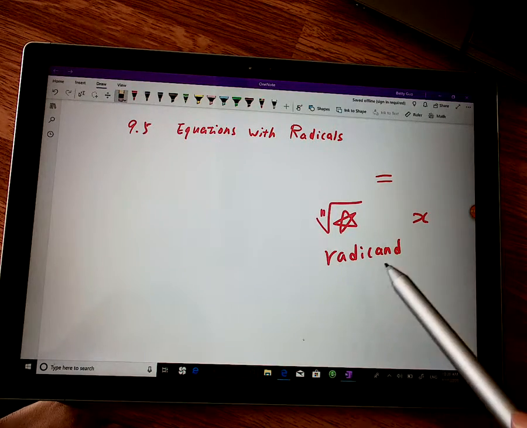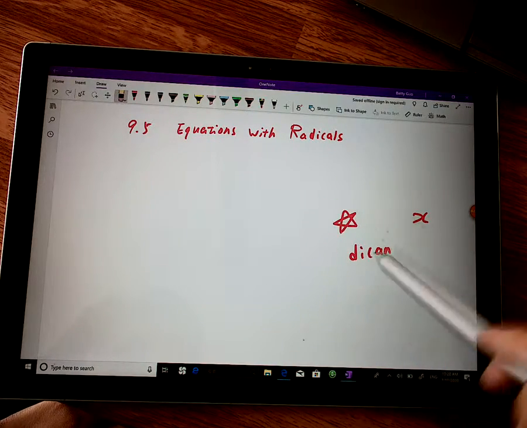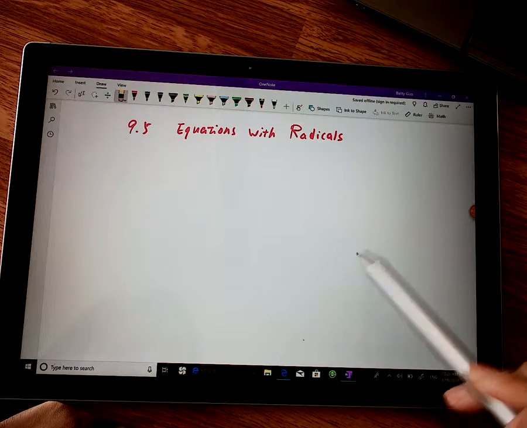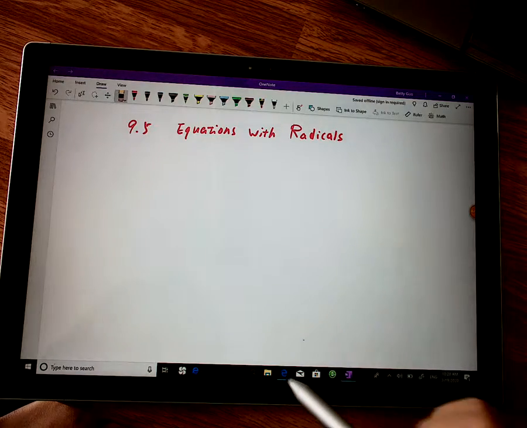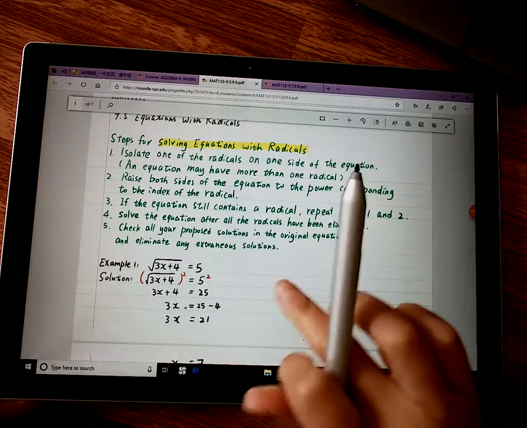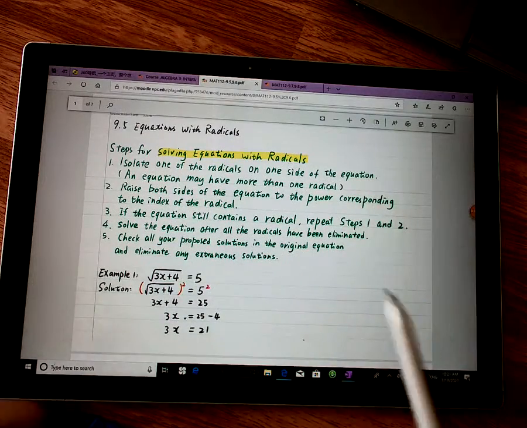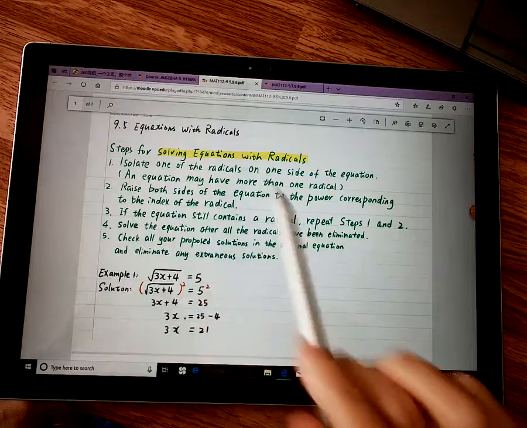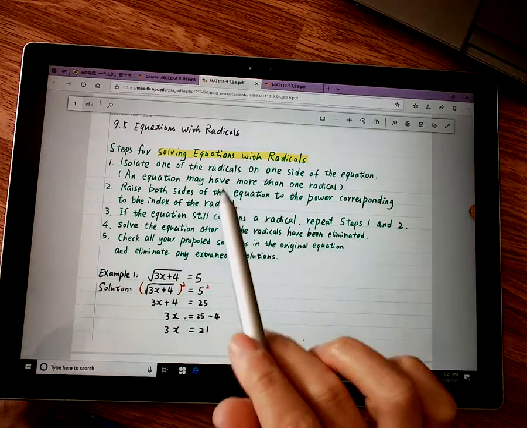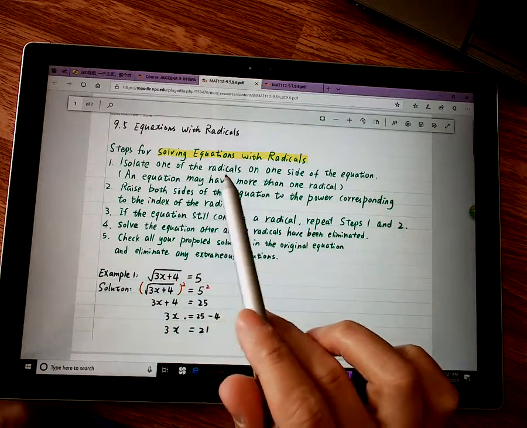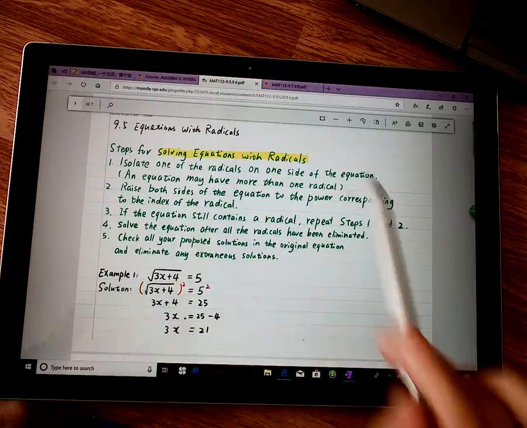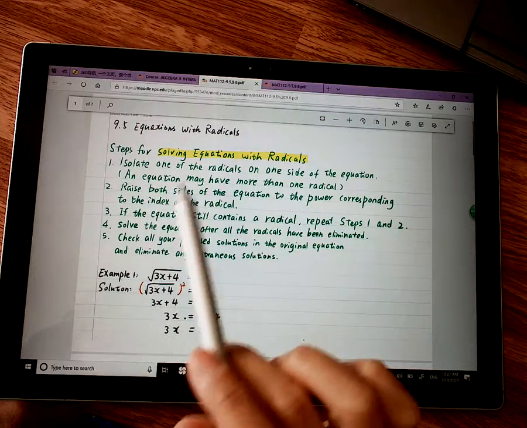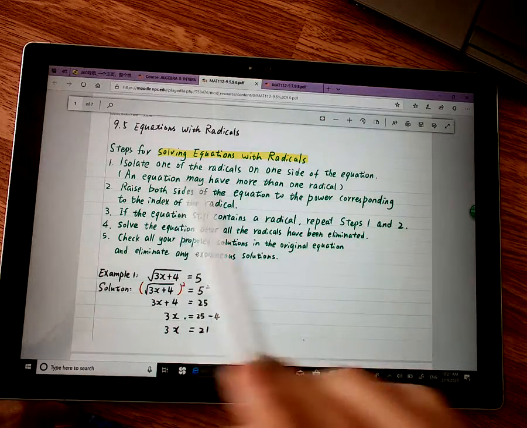On the notes, we can see the notes. Again, the notes are posted in Moodle from the very beginning of the semester. Let's see the guideline for solving a radical equation. We have 5 steps in the guideline. You can find it in the notes again, by the way.